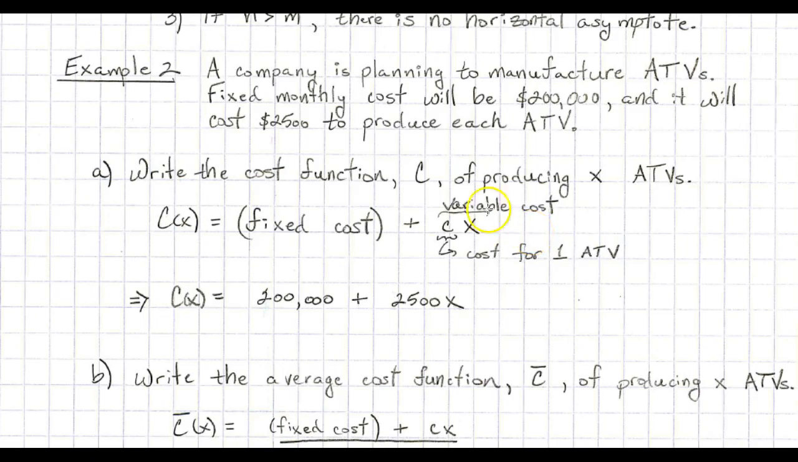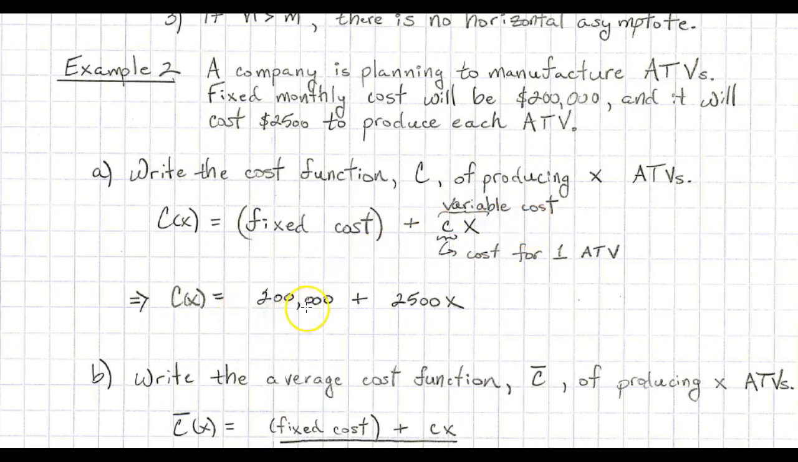Okay, our second example in this section is a company planning to manufacture ATVs, all-terrain vehicles. The fixed monthly cost will be $200,000 and it will cost $2,500 to produce each ATV. So let's write the cost function first of all, C of producing x ATVs. C of x is whatever the fixed cost is, like how much it costs to own the property or rent the warehouse, plus the variable cost. The variable cost is what changes all the time.